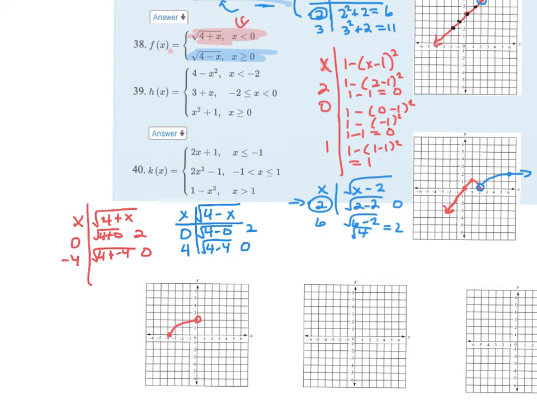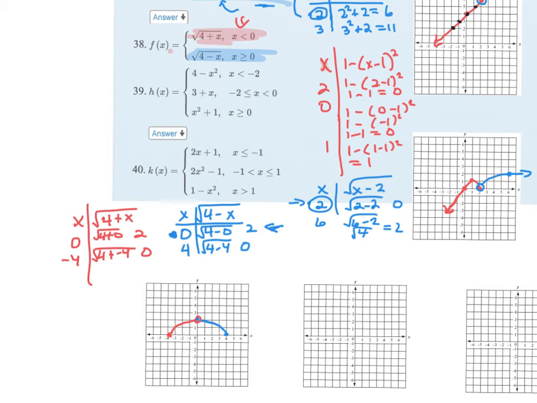So this time, at this ordered pair, it's going to be a closed circle. So I'll go ahead and fill that in blue. And then come over here. And then again, I don't want to go below the x-axis. So if I plug in a 5, then it's going to end up giving me an imaginary solution. So that would be the graph here. Let's go ahead and try number 39.